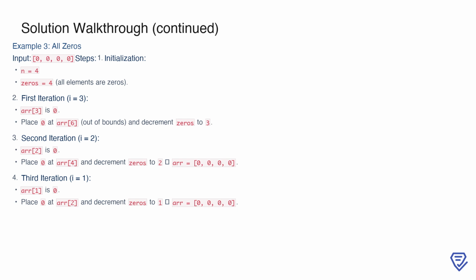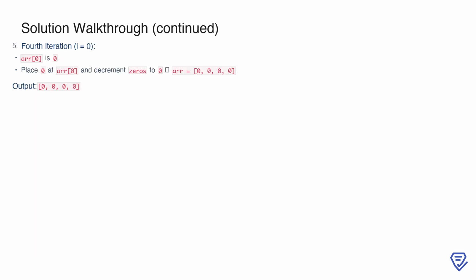Similarly, for i equals 1, we place a 0 at arr[2] and decrement zeros to 1. Again, the array visually remains the same. Finally, for i equals 0, we process the first element, which is 0. Here, we place a 0 at arr[0] and reduce the zeros count to 0. At this point, all the zeros have been processed, and the array remains 0, 0, 0, 0. This concludes the example with all zeros, and the output is 0, 0, 0, 0.